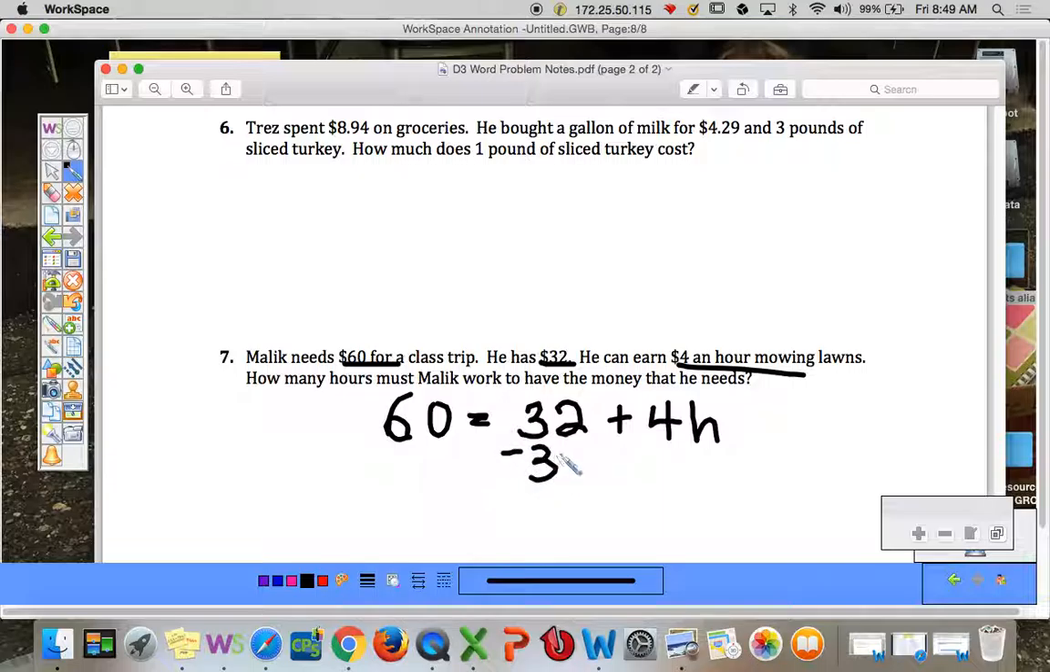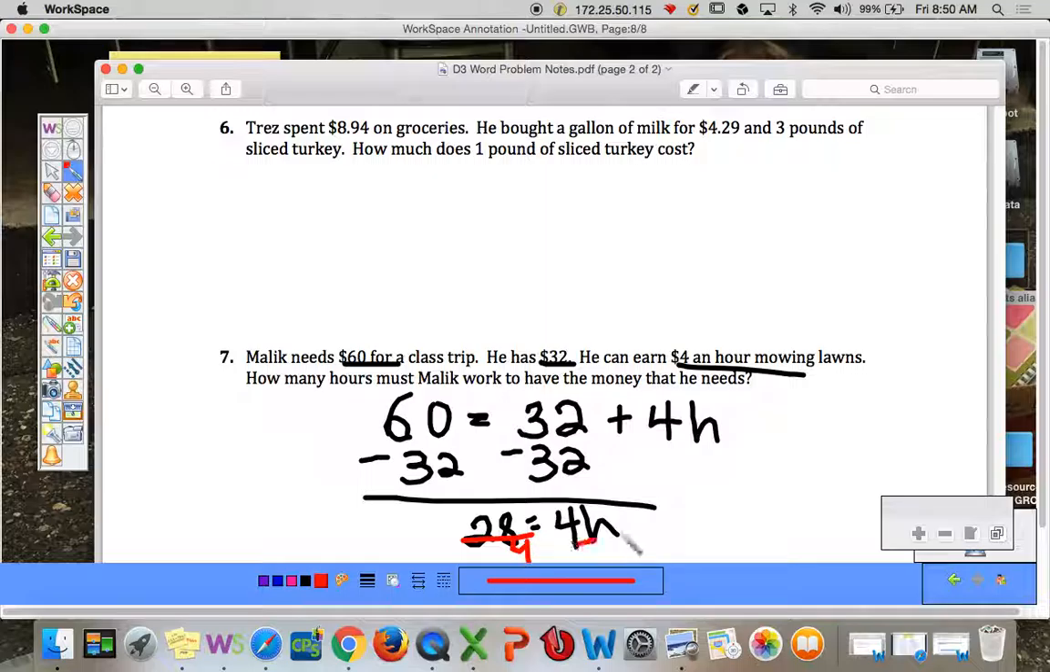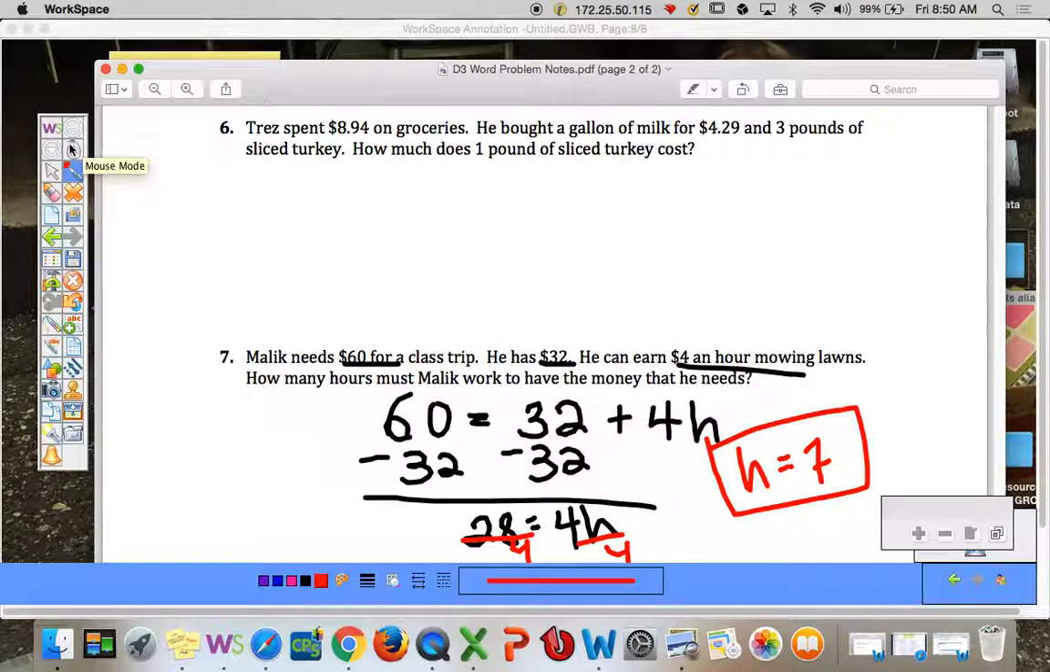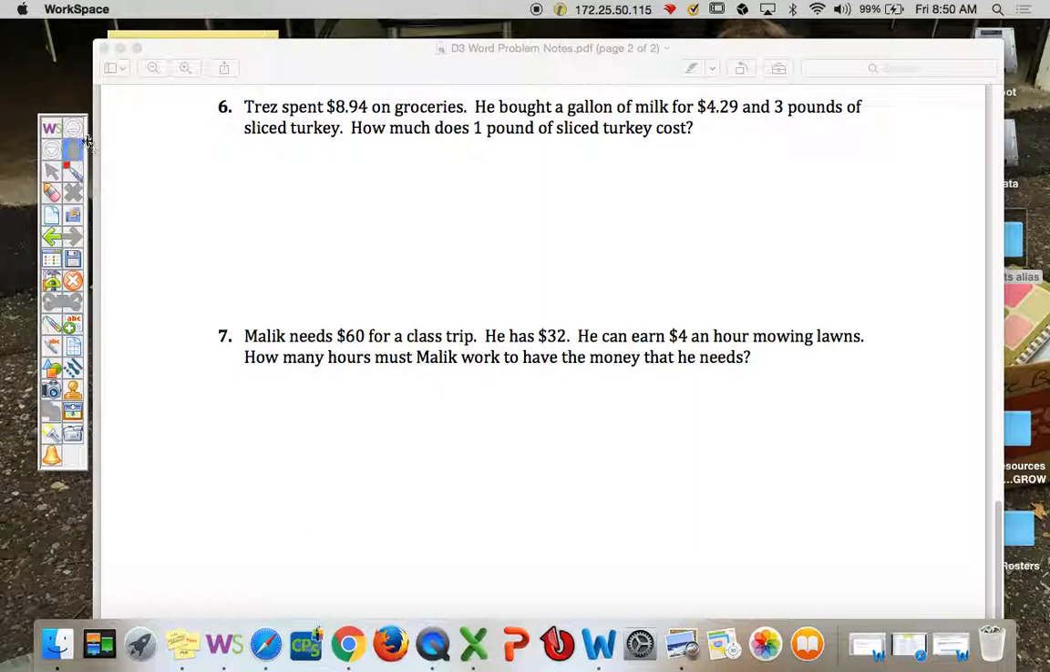We'll subtract 32 from each side. 60 minus 32, 28 equals 4H. We'll divide each side by 4. So he needs to work 7 hours, and he'll have the money that he needs. So your assignment today is read through the problem, underline the important information, set up your equation, and solve.